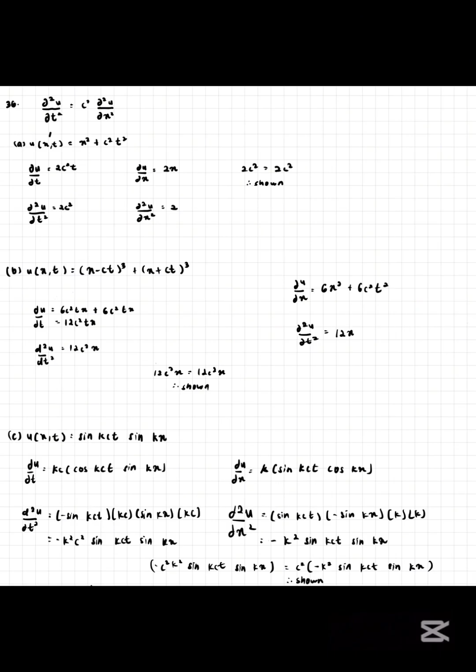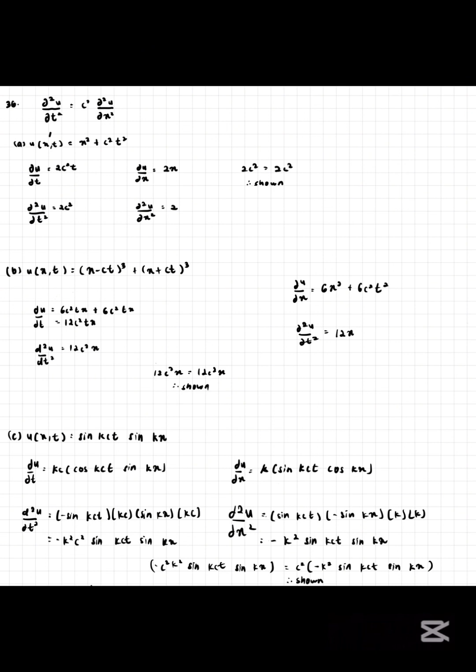For part B, the equation given is u(x,t) equal to (x minus ct) cube plus (x plus ct) cube. We differentiate u with respect to t, and we get 12c square x, while differentiating u with respect to x, we get 6x square plus 6c square t square. Differentiating again, du dt gives 12c square x, while du dx gives 12x. Then we compare, and it satisfies the wave equation.